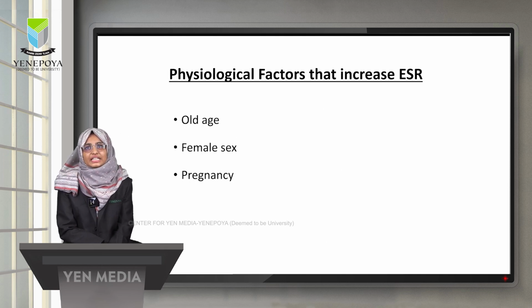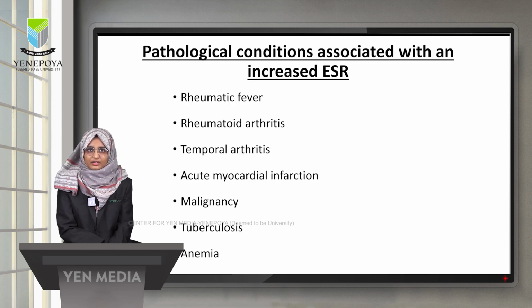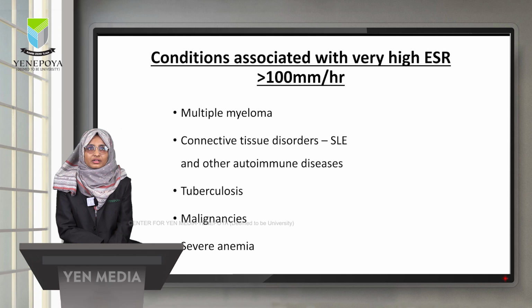Physiological factors that increase ESR: old age, female sex and pregnancy. Pathological conditions associated with an increased ESR level are rheumatic fever, rheumatoid arthritis, temporal arthritis, acute myocardial infarction, malignancy, tuberculosis and anemia. Conditions associated with very high ESR, that is more than 100 mm per hour: multiple myeloma, connective tissue disorders like SLE or other autoimmune disorders, tuberculosis, malignancy and severe anemia.